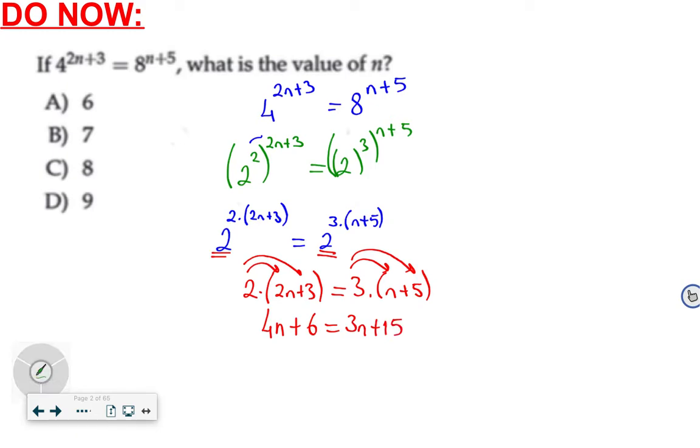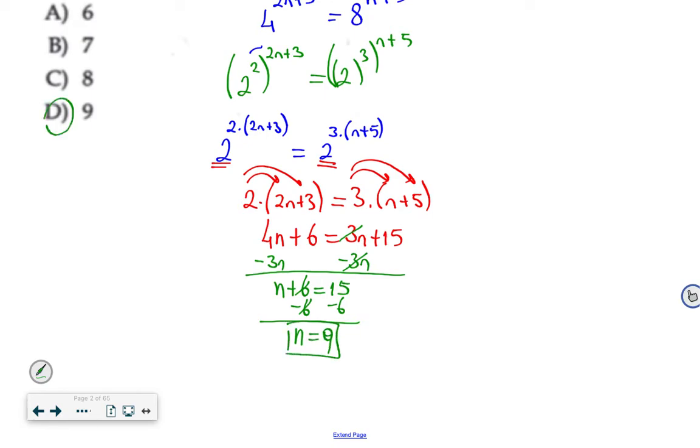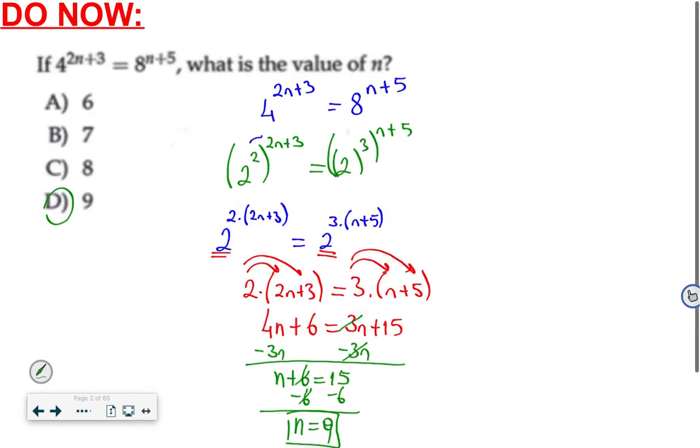Next. So this is a two-step equation. If you subtract 3n from both sides, you will get that n plus 6 is equal to 15. If you subtract 6 from both sides, you will get n is equal to 9. If n is equal to 9, then the left side is equal to the right side.